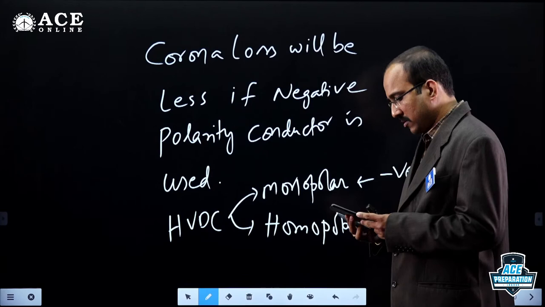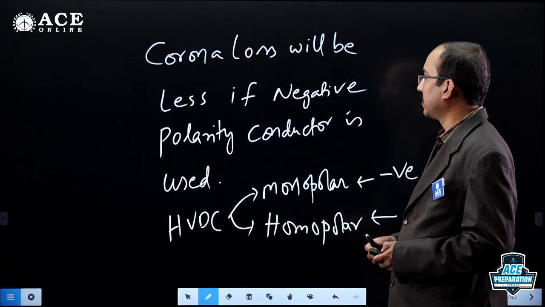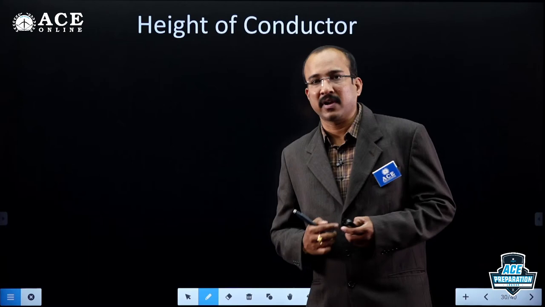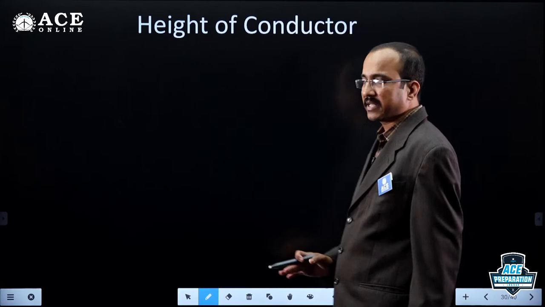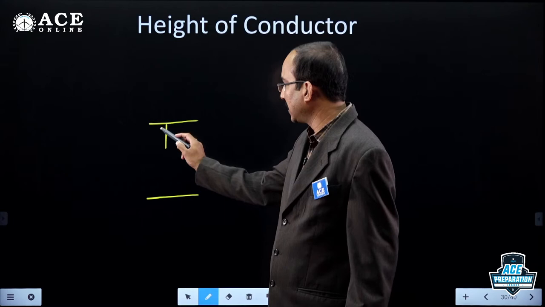Now, let us go further. What about the height of the conductor? Let us compare two situations. Suppose you take this as case 1, here the height of the conductor to ground is h1 meters.